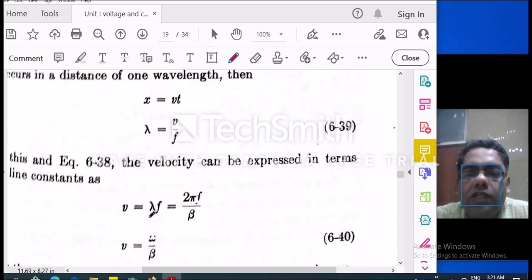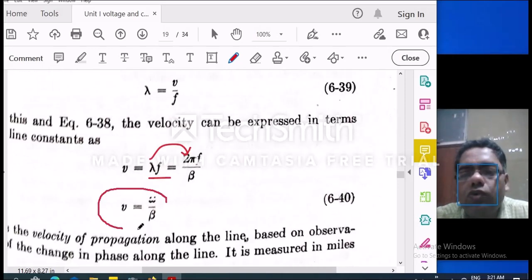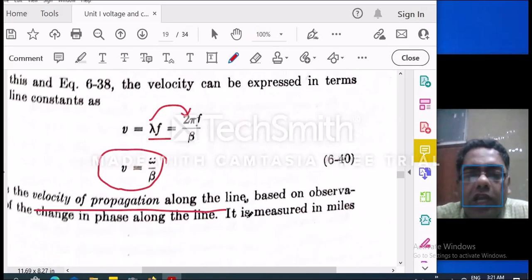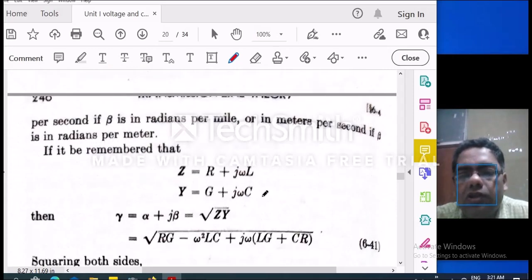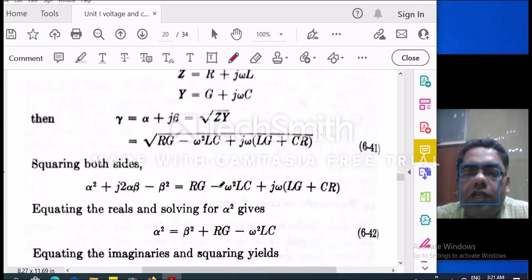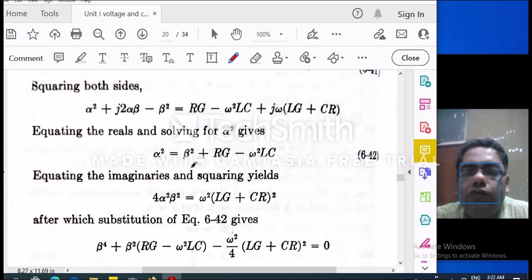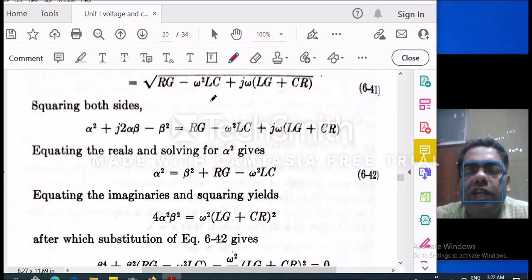Now velocity is lambda into f. So in place of lambda we put 2 pi by beta, times f. Now 2 pi f is omega. So velocity is omega by beta. That is the velocity of propagation along the line. Now we write it in another form. How to obtain the expressions of alpha and beta, that we'll see in the next video.